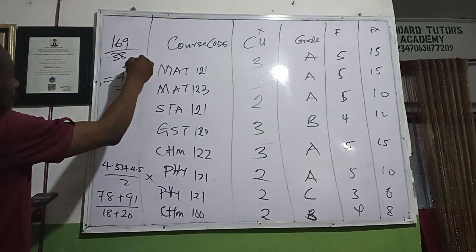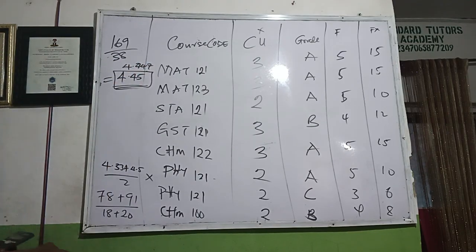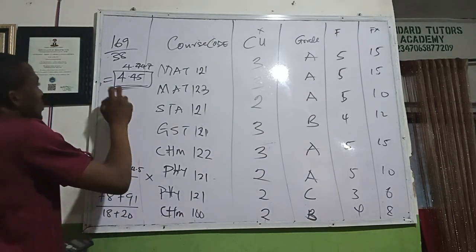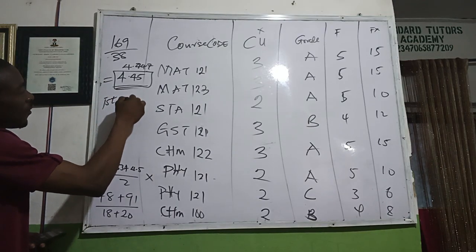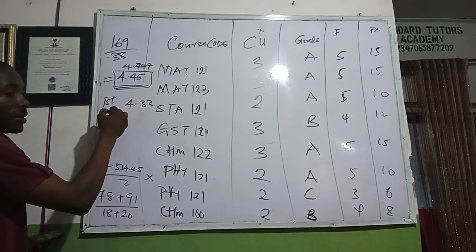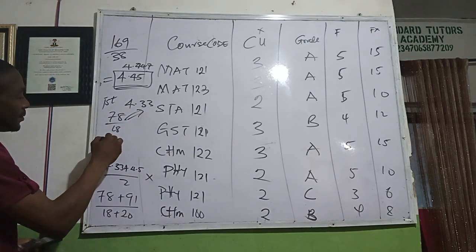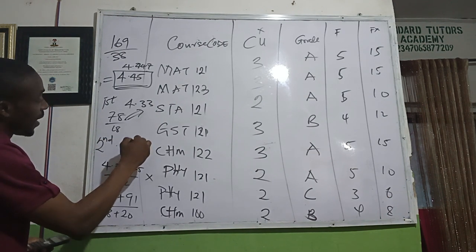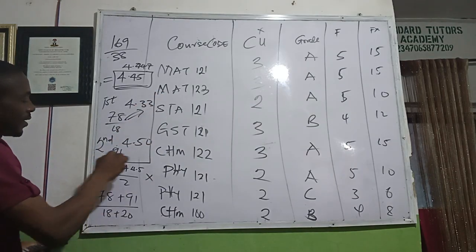4.447. So it's always in 2 decimal points. So it's going to be 4.45. So this is the student at the end. Don't forget that the first semester his GPA was 4.33 from 78 divided by 18. And second semester his GPA became 4.5 on the dot. That is from 91 divided by 20. So this is a very wonderful student.